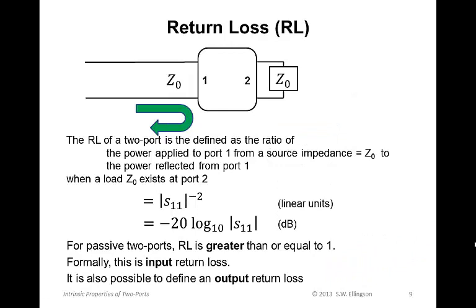Another common two-port metric is return loss, which is abbreviated RL. The return loss of a two-port is defined as the ratio of the power applied to port 1 from a reference impedance equal to Z0 to the power reflected from port 1. And all this is happening under the standard condition that a load equal to the reference impedance exists at port 2. You can probably see right away that this is the reciprocal of the magnitude squared input reflection coefficient, that is S11. So why do we have this? Well, return loss is used to quantify the quality of an impedance match between the input port and the nominal impedance, which in this case is equal to the reference impedance. Also, it is probably clear that return loss is greater than or equal to 1 for passive two ports.